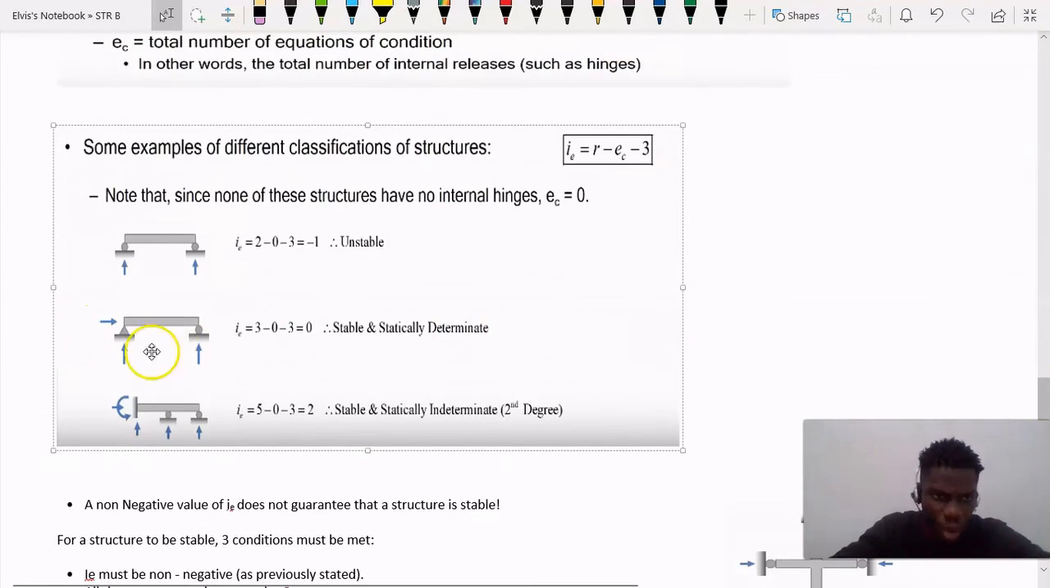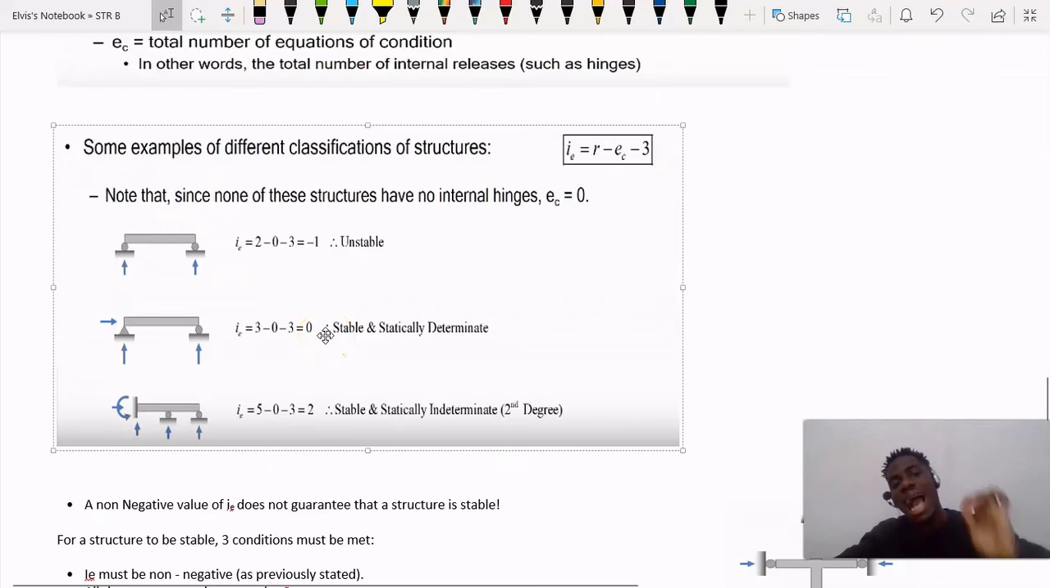Now, if you take a look at this other beam, you're going to find out that we're having 3 unknown forces, right? Meaning I sub E is going to be equal to 3, which is R, then minus E sub C, which is 0 because we don't have any internal hinge, then minus 3. So 3 minus 0 minus 3 is going to give us 0.